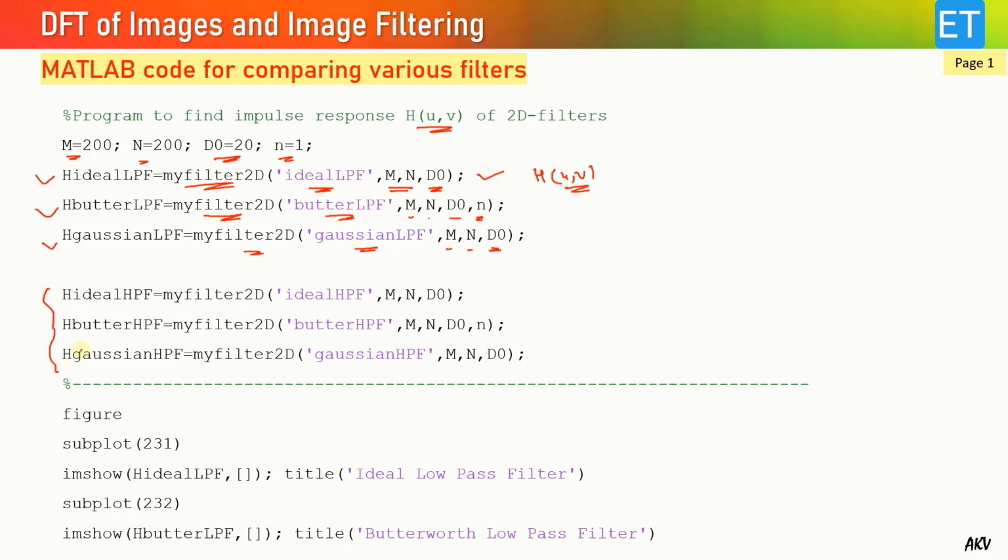And by these three lines you will get the filter response for the high pass filters. So these three are low pass filters and these three are high pass filters. And these are the plot commands to plot the frequency response H(u,v) of all 6 filters. Now let us see what this function myFilter2D is. Actually, myFilter2D is not a Matlab filter. This is my own filter which I have coded to give you this frequency response. Later, in the coming slides, I will explain what is inside myFilter2D.